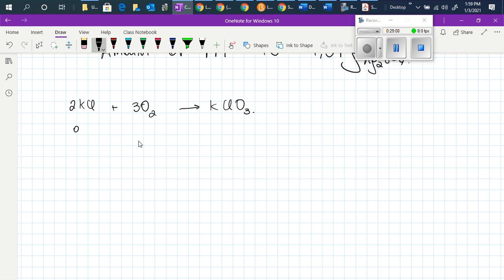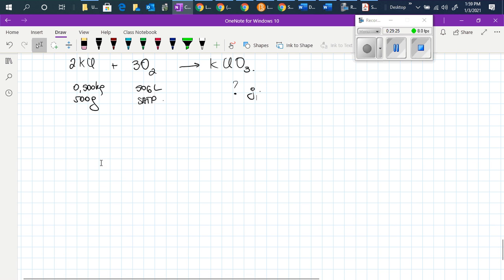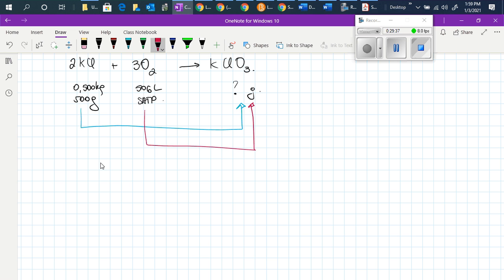Okay, so as given here is 0.500 kilograms or 500 grams, and then we have 506 liters at SATP conditions, and we are looking for grams of this. What I suggest is do stoich for both of them, once for potassium chloride and potassium chlorate, and then for oxygen and potassium chlorate. Then you see which one is less. The one that is less is the one that is produced, and the one that you started with is the limiting reactant.